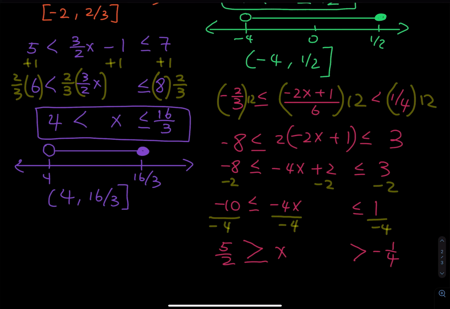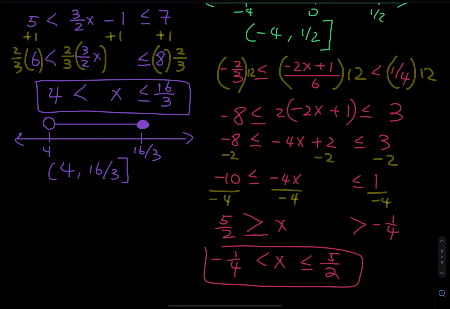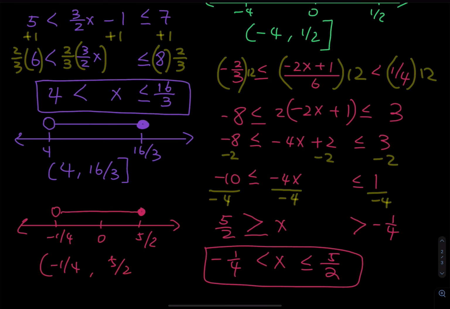Okay, and then the final answer is, I'm going to leave the negative 1 over 4 right over here, less than x, and then less than or equal to 5 over 2. There we go. And then you have this. You have negative 1 over 4, 0 in the middle, positive on the right. This is a solid circle, this is an open circle, connect them, that's it. So you have a negative 1 over 4, and then a 5 over 2, square bracket.